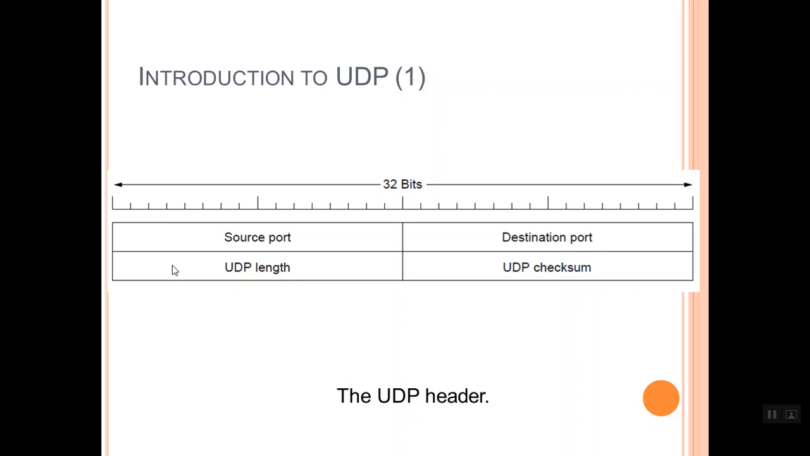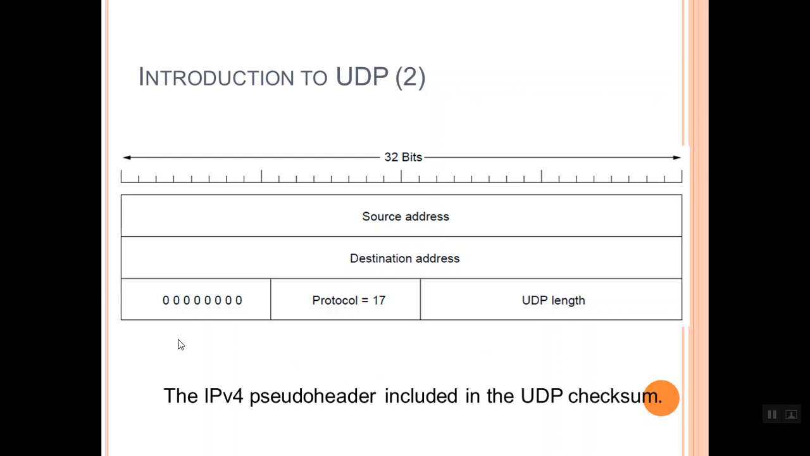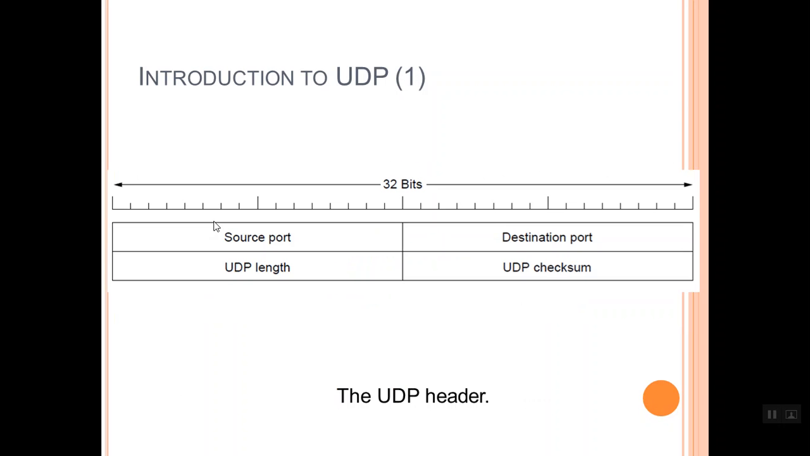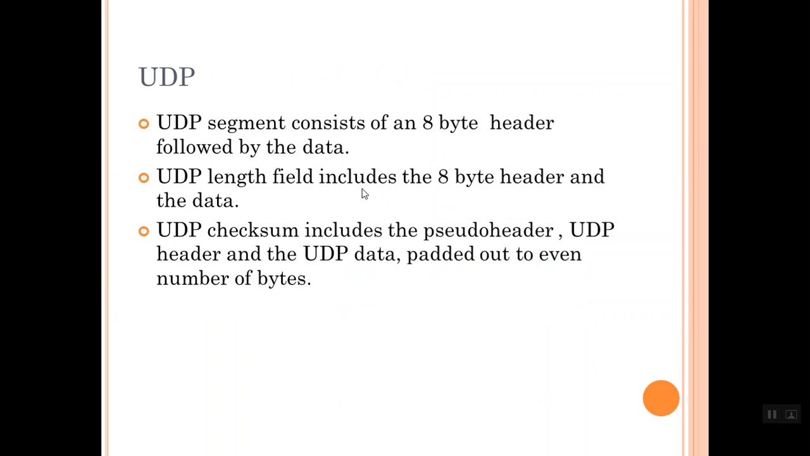To calculate the checksum, UDP uses the UDP header plus UDP data, and this UDP pseudo header. This pseudo header contains the source address, destination address, a zero field, the protocol number 17, and the UDP length, which is the length of the UDP header and data. All these fields are used in the calculation of the checksum, and hence it is called the pseudo header included in the UDP checksum. So UDP calculates the checksum by using the UDP header, UDP data, and the UDP pseudo header. Okay, so this is the header of UDP. Okay, thank you.